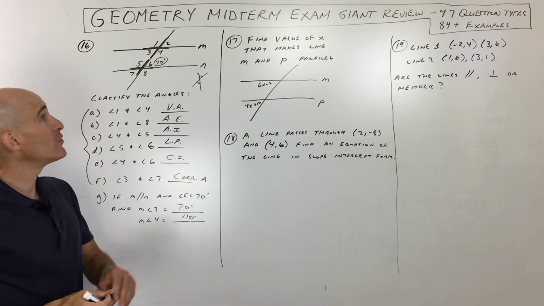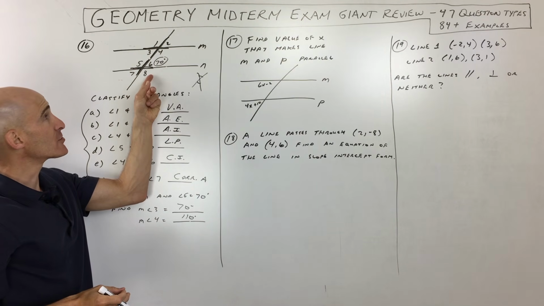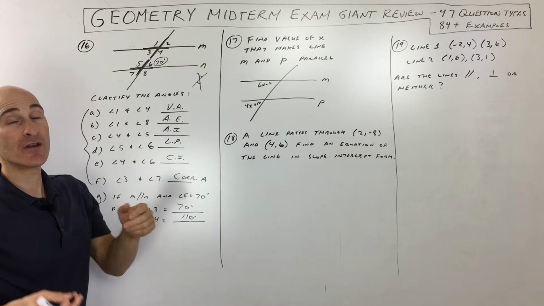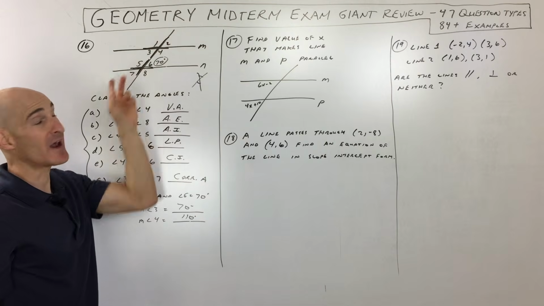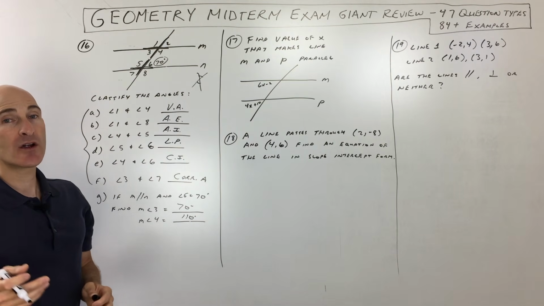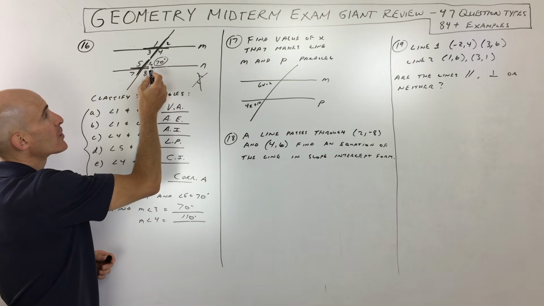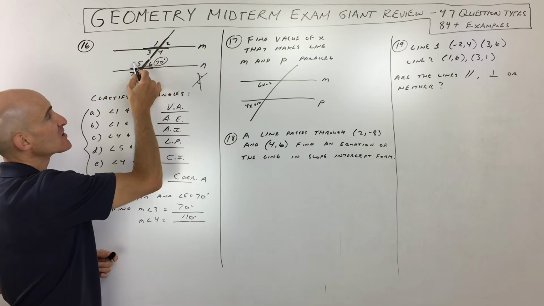So just a quick review, alternate exterior are going to be congruent. Alternate interior are going to be congruent. Vertical angles are congruent. Corresponding angles are congruent. The ones that are supplementary are the ones that form a linear pair, or the ones that are consecutive interior, like 4 and 6, 3 and 5.